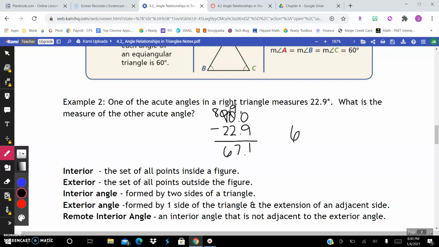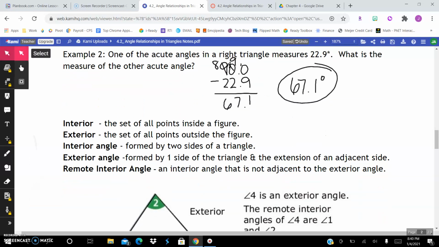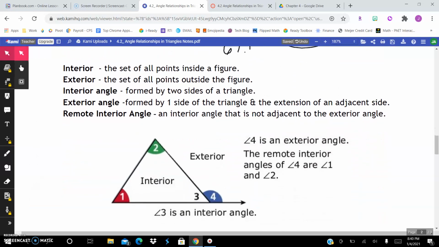And I get 67.1 degrees. So the other angle is 67.1. Now we're going to have 5 vocab words here. We have talked about 4 of these before, so you should be well aware what the 4 are.